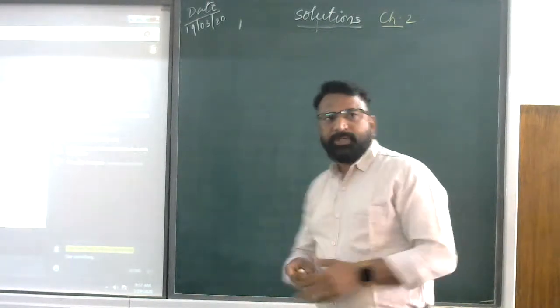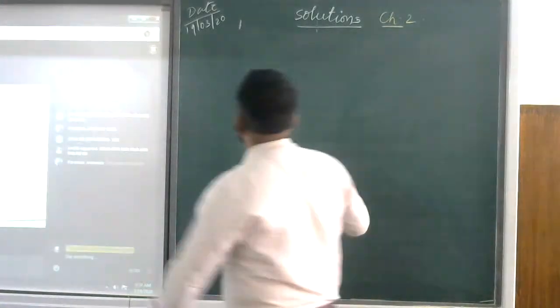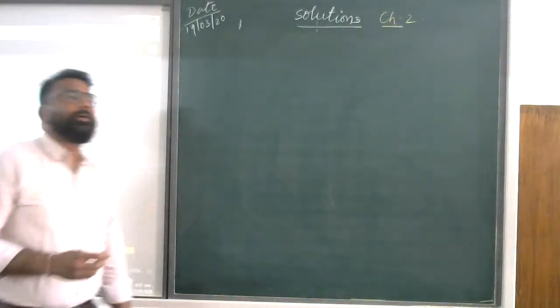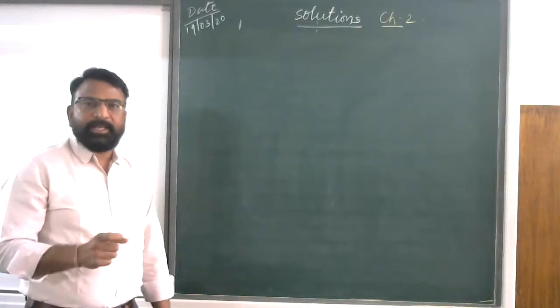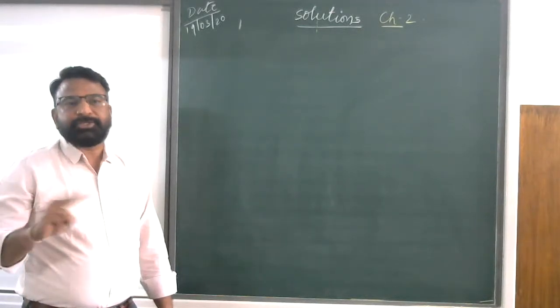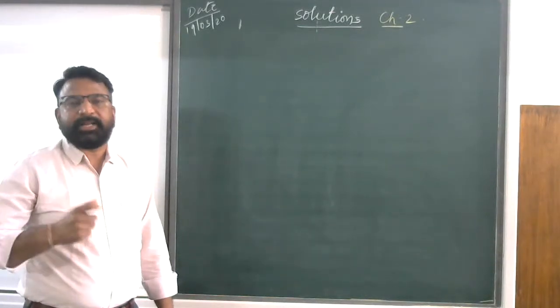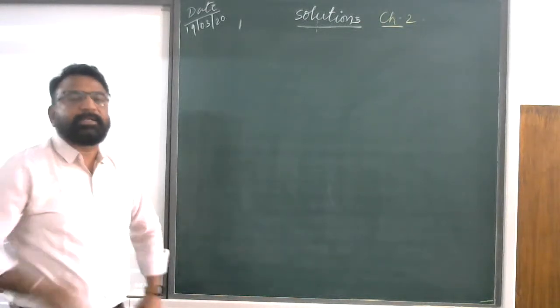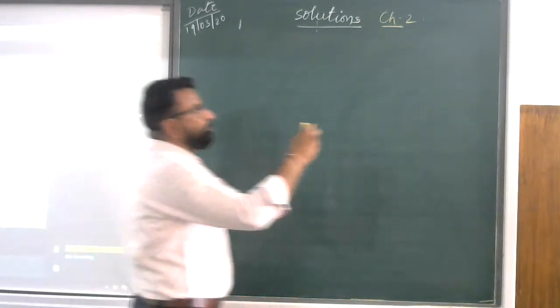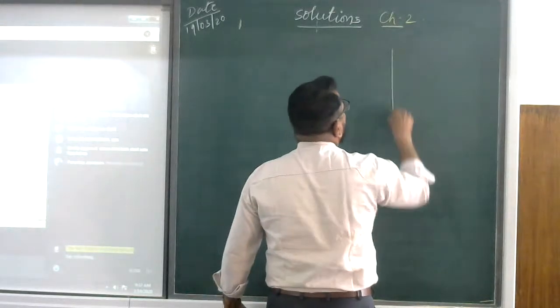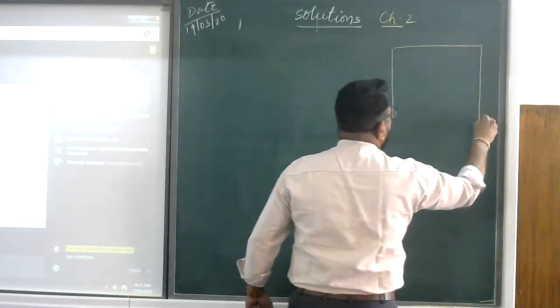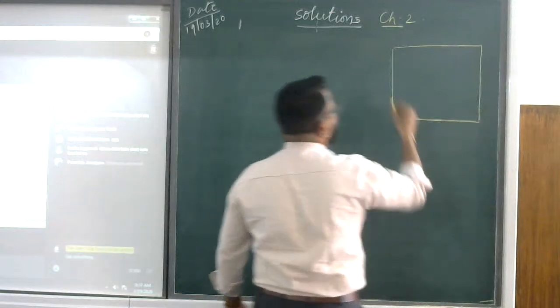Is it clear? Done. So first of all, I want to just explain when a liquid is dissolved in a liquid, what could be the variation in the vapor pressure, and we'll describe it with the help of a graph. So let's discuss the Raoult's law graph. First of all, I need to discuss the Raoult's law graph. So this is the Raoult's law graph.